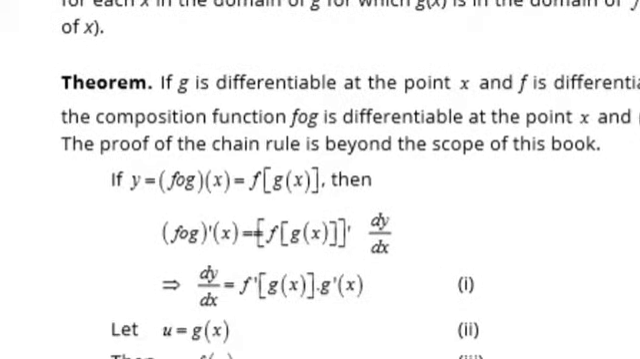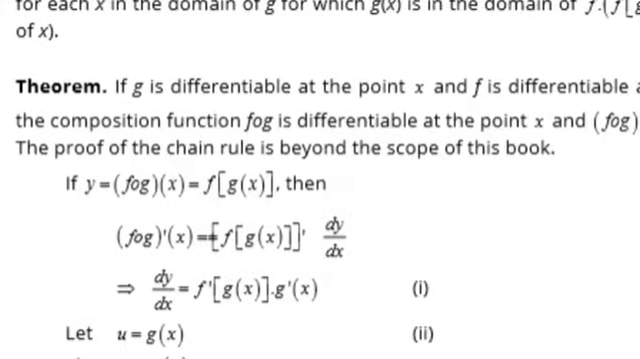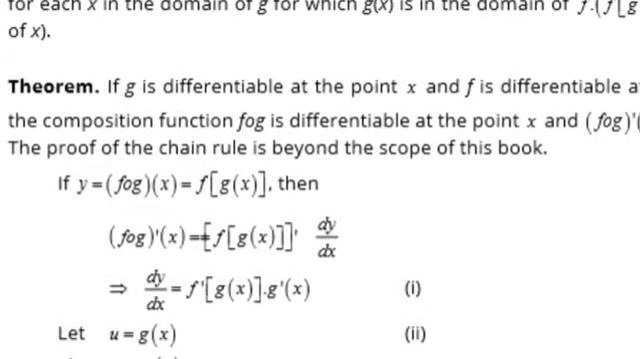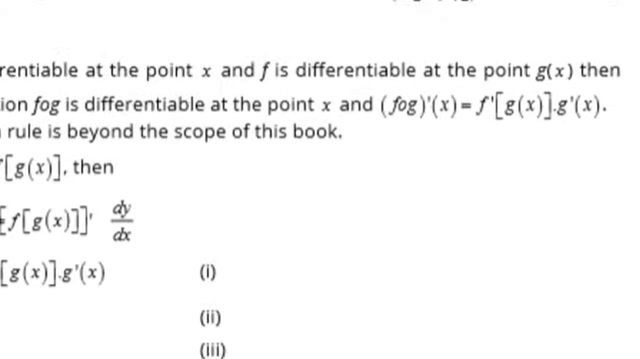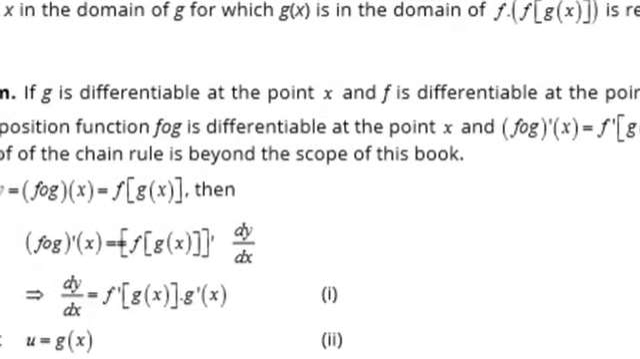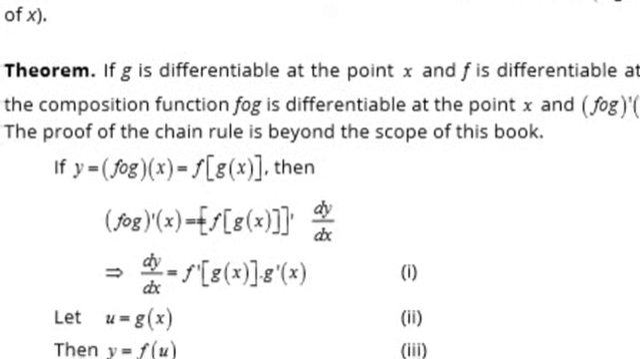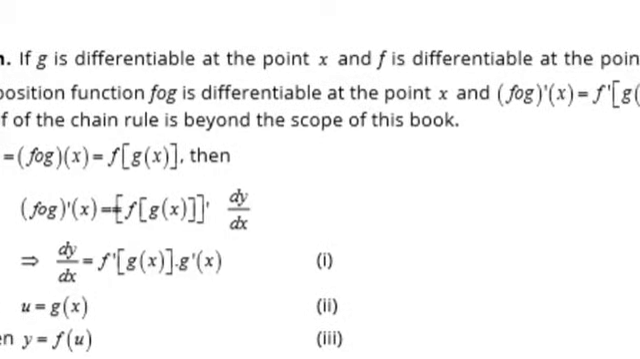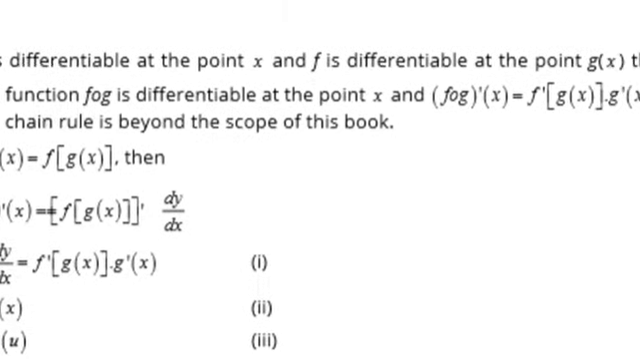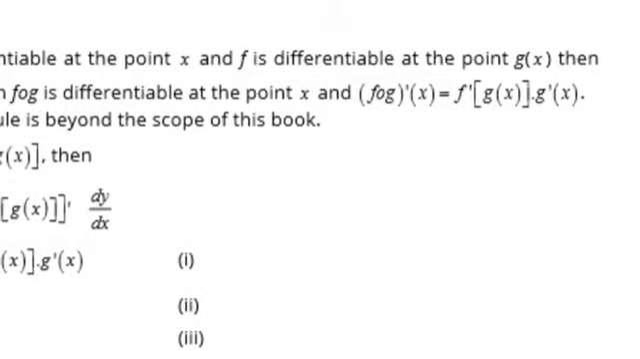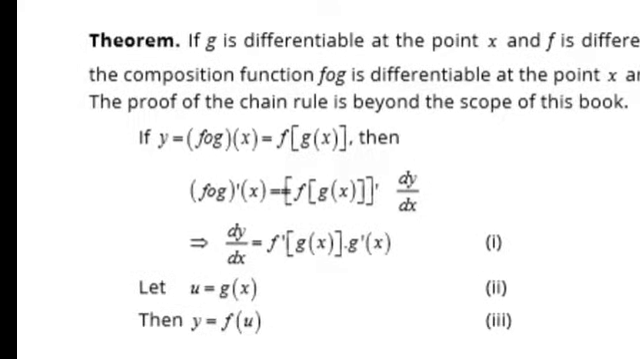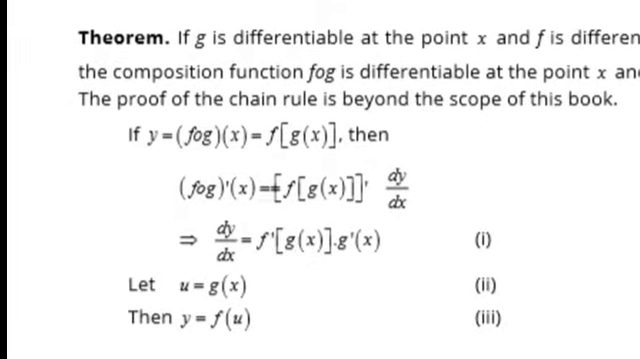Theorem: if g is differentiable at the point x and f is differentiable at the point g(x), the composition function is differentiable at the point x. The proof of the chain rule is beyond the scope of this book.